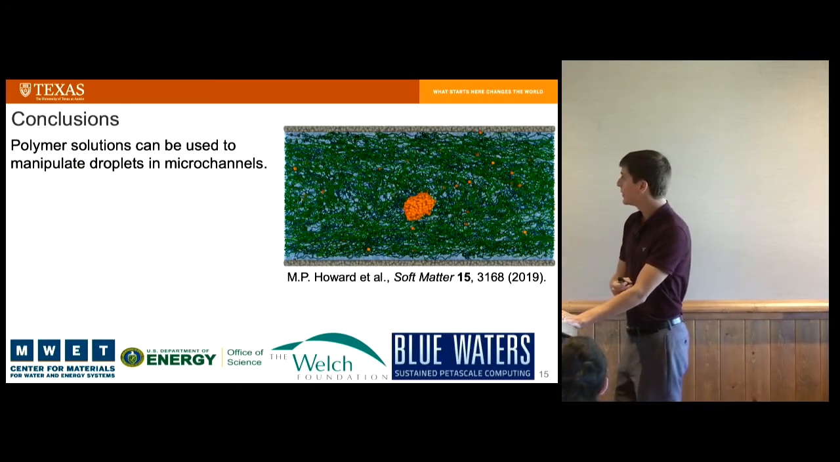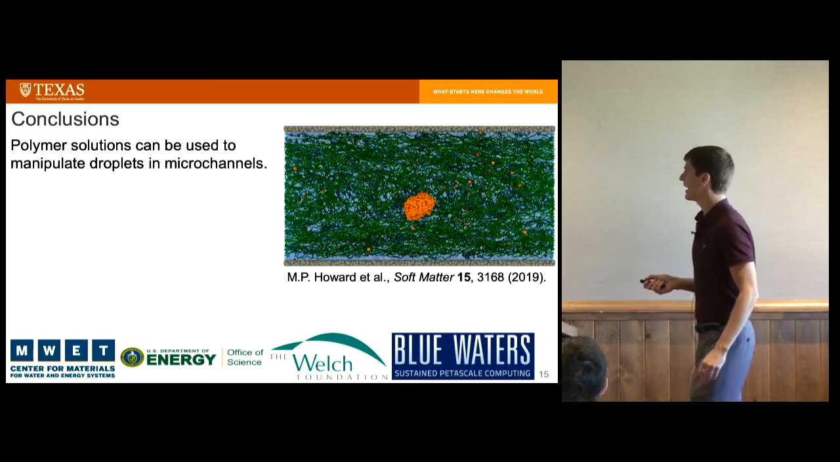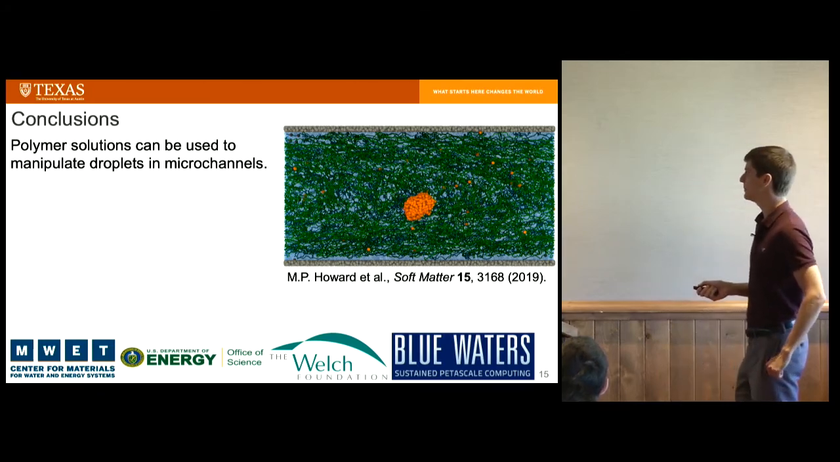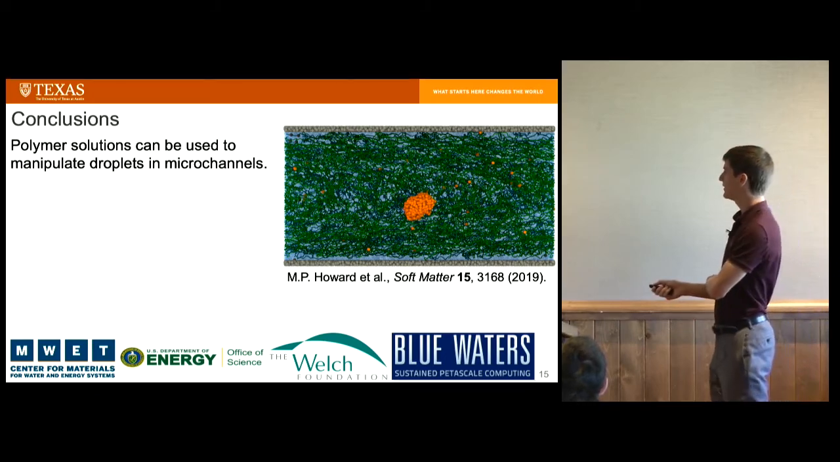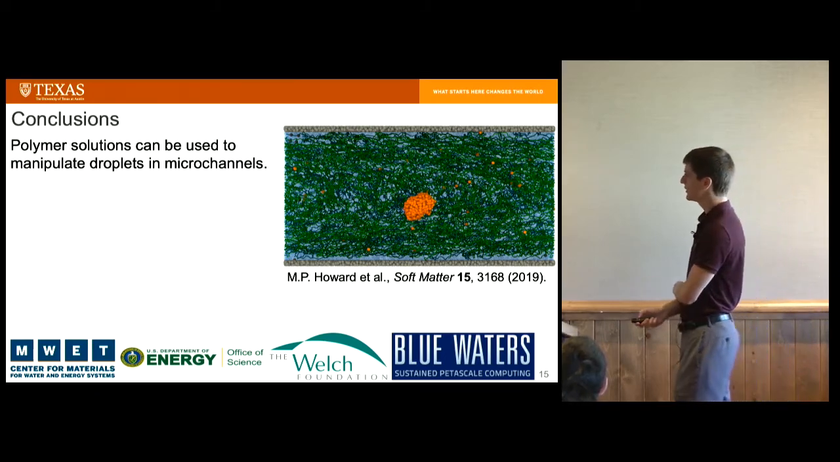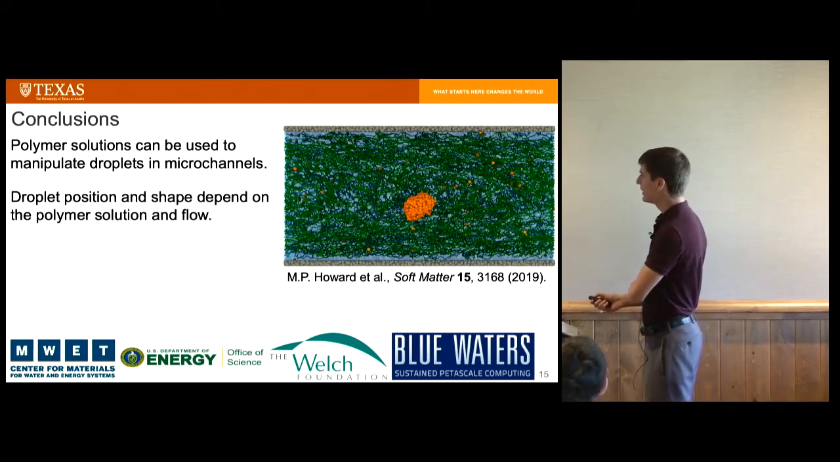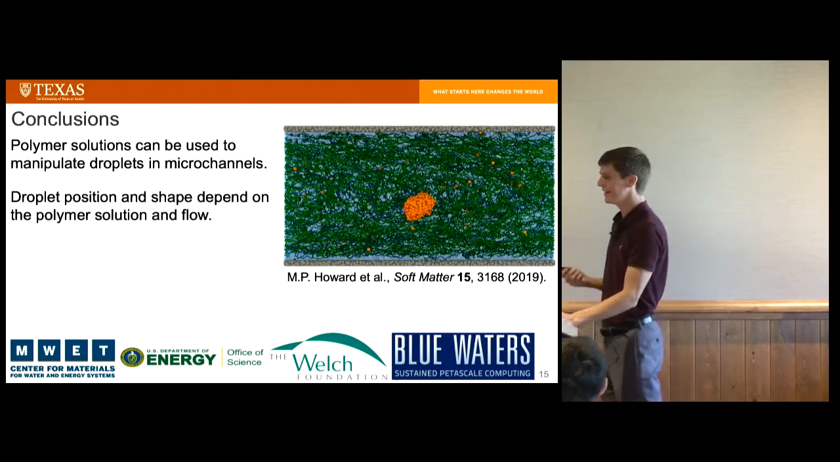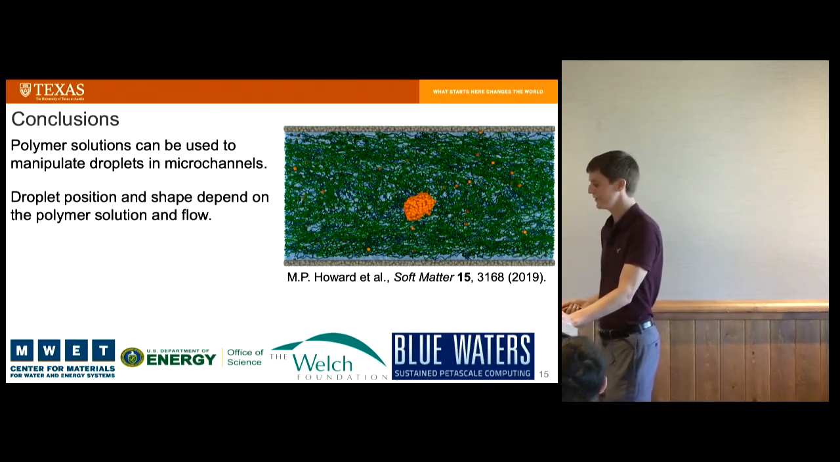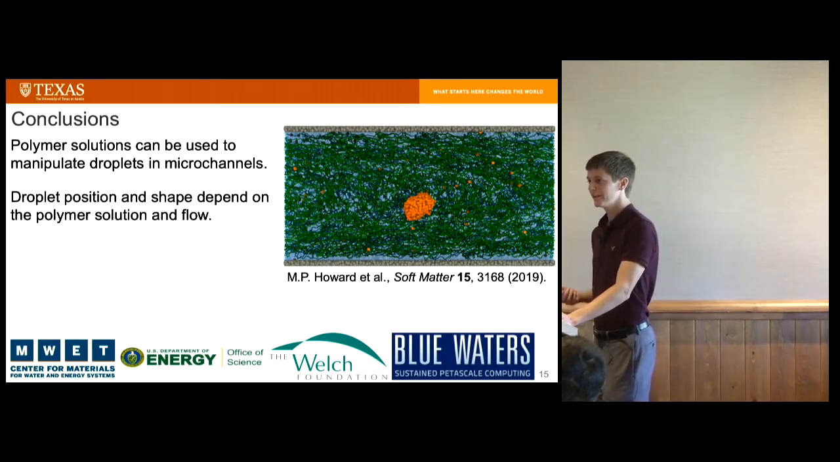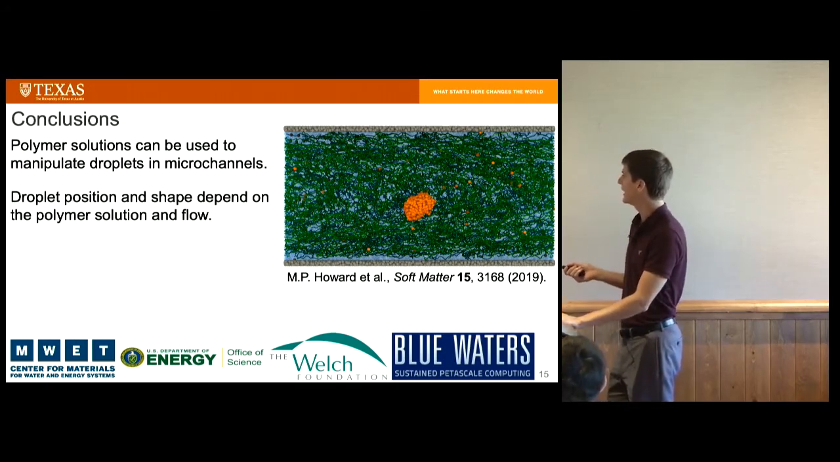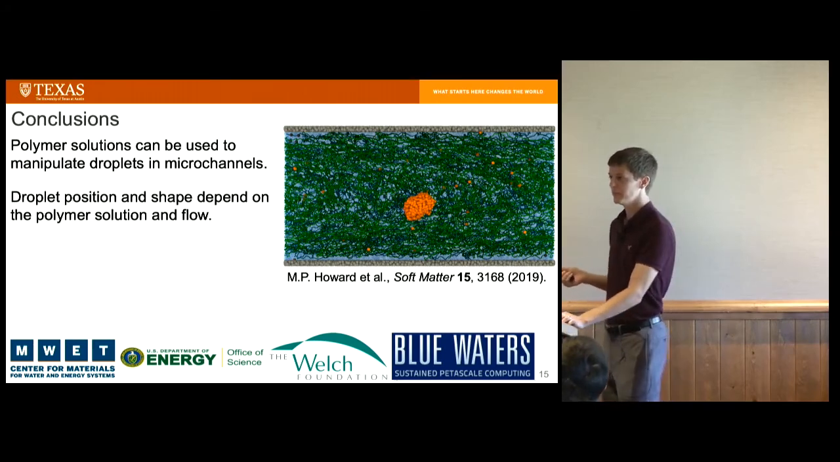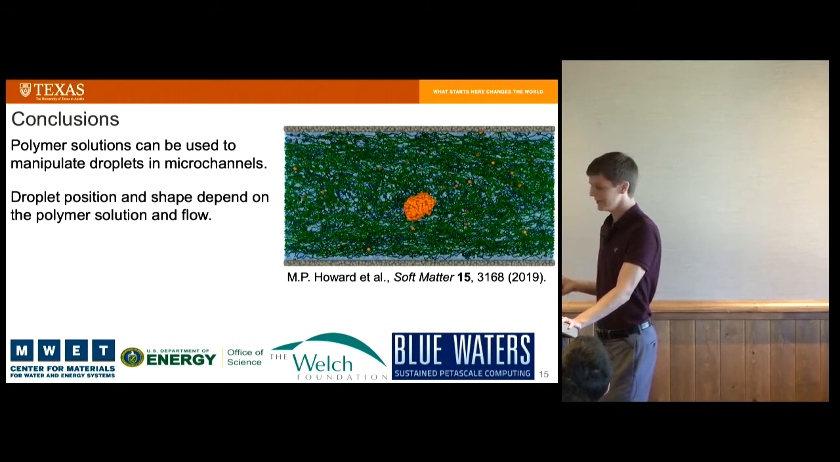So I hope that what I've been able to show you is how polymer solutions can be used to manipulate droplets in microchannels. We can use them to push the droplet into the middle where it might be recovered for some application. The droplet position and the shape depend sensitively on the details of the polymer solution and of the flow. So this gives us a nice engineering opportunity to control behavior and to design using only the fluid that's in the channel where the droplet or the particle is positioned.